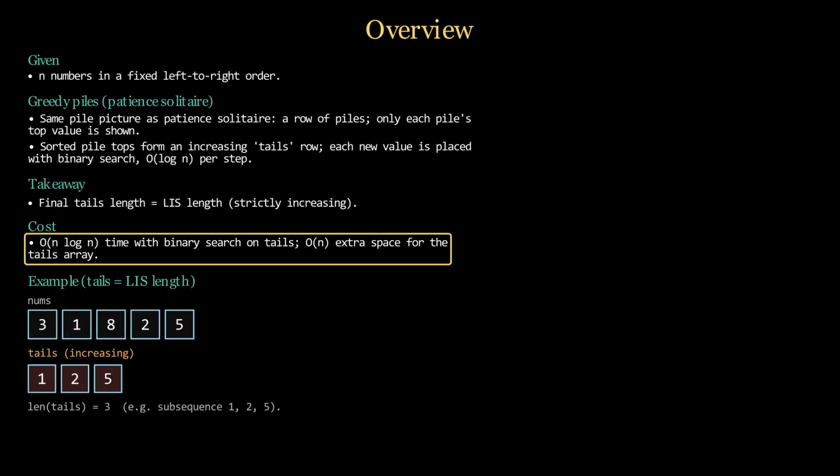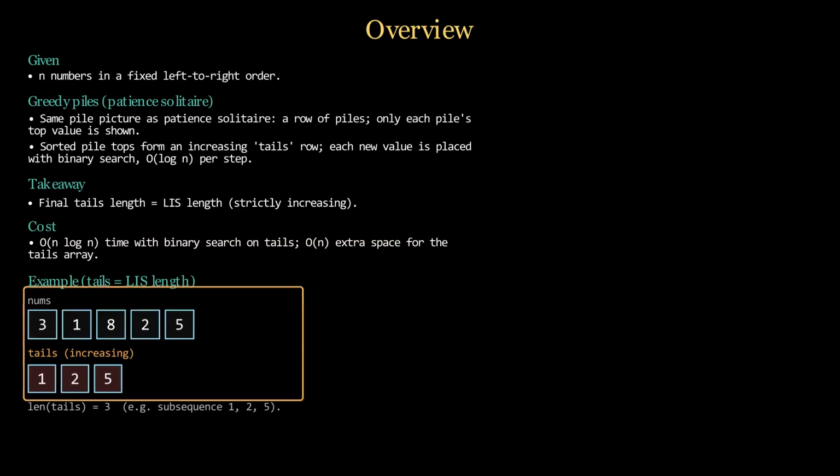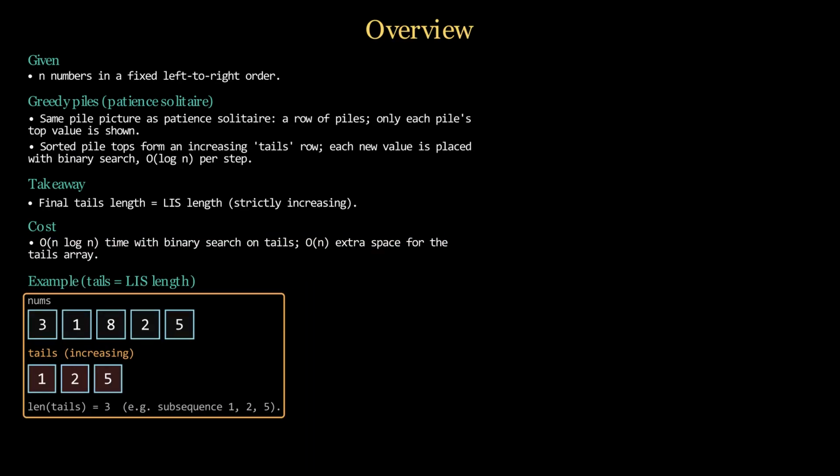Overall, that is order n log n time and order n extra space for the tails row. Sample nums 3, 1, 8, 2, 5 yield tails 1, 2, 5, so the LIS length is 3.